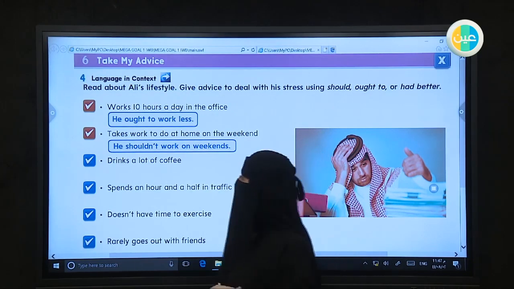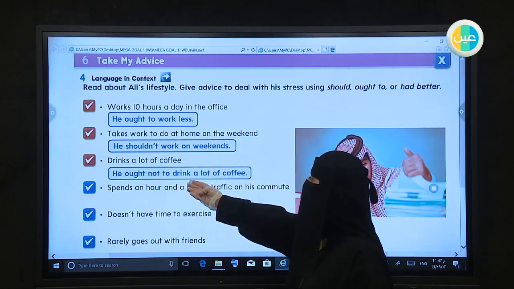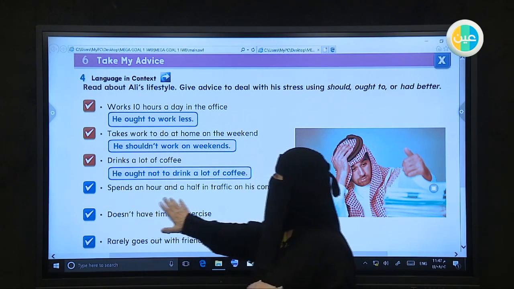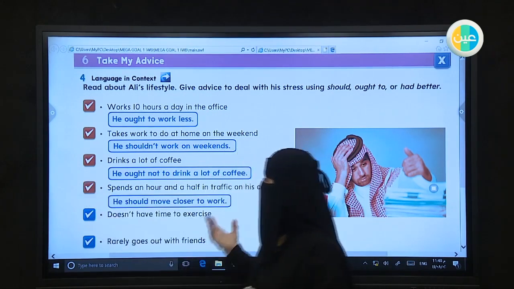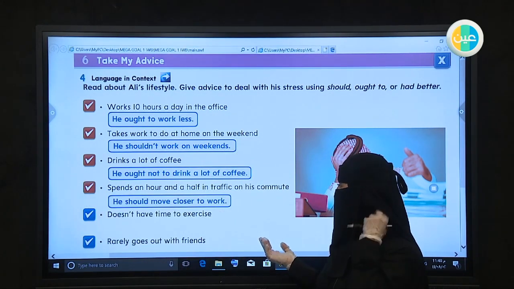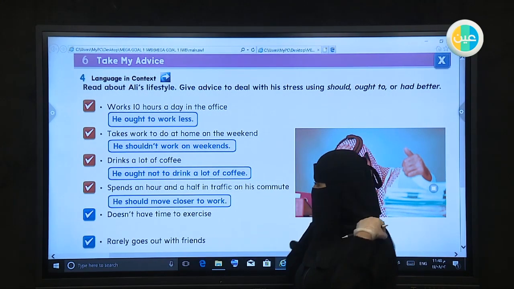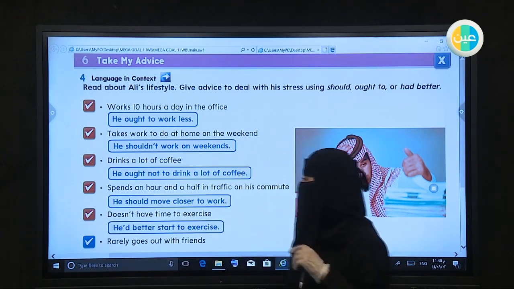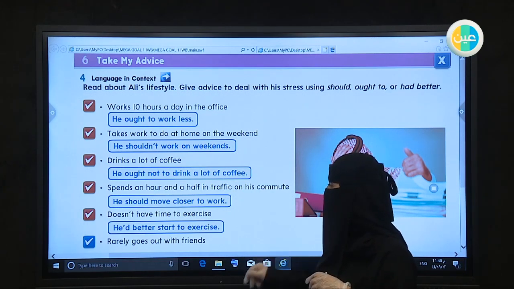Number 3, drinks a lot of coffee. What do you think about that one? We say he ought not to drink a lot of coffee. Number 4, spends an hour and a half in traffic on his commute. So he should move closer to work. And number 5, doesn't have time to exercise. What should we answer? He had better start to exercise.